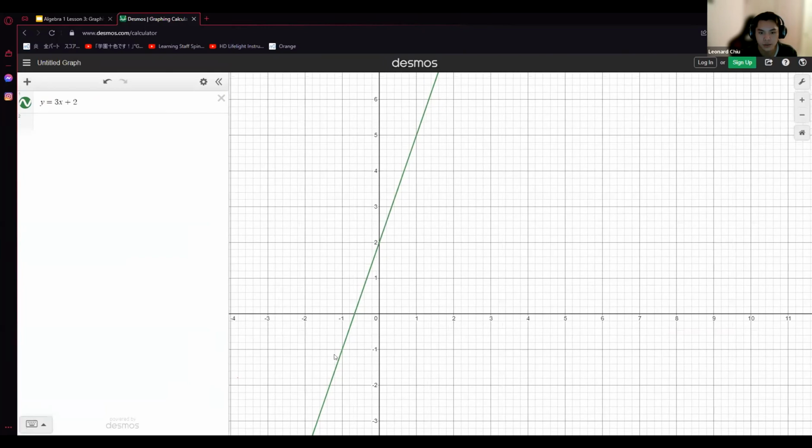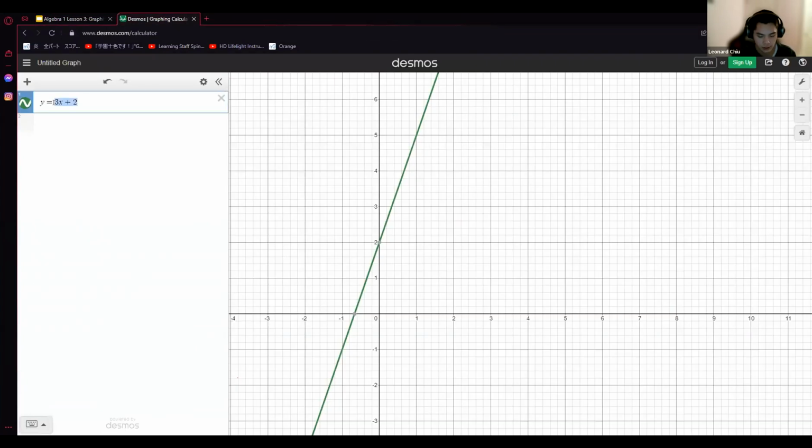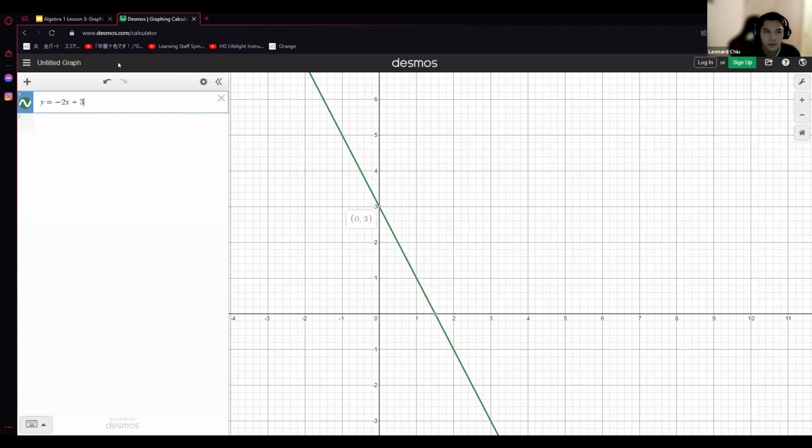So your graph should look somewhat like this. Next one, negative 2x plus 3. So this is a negative slope, so it goes the other direction. The intercept is 3, but the slope goes the other direction because it's negative right here.